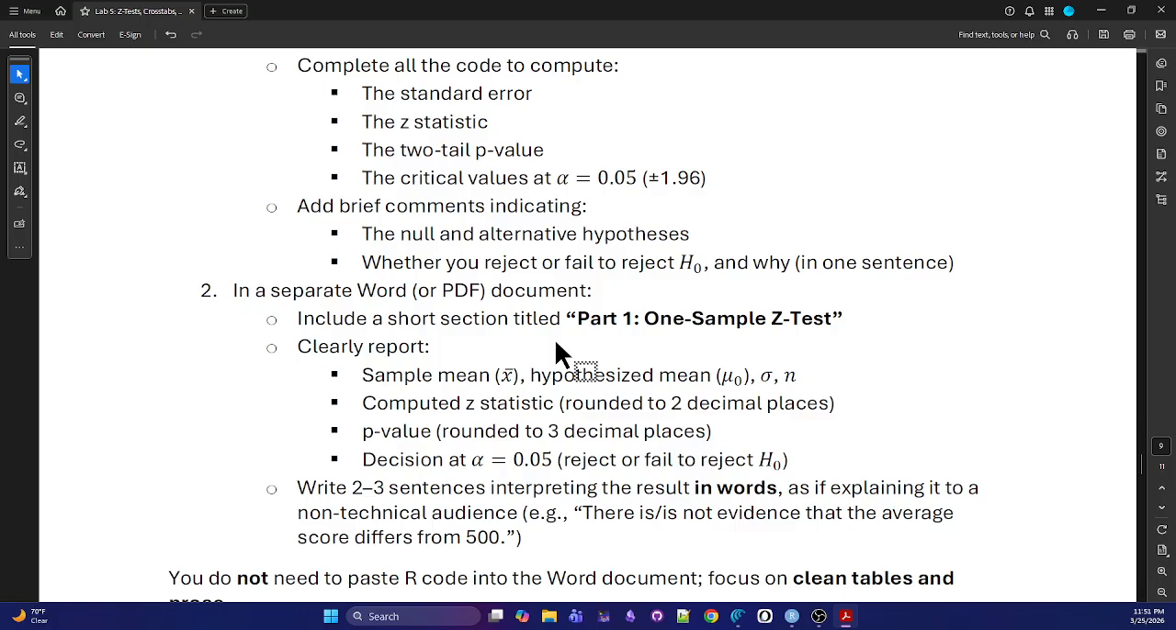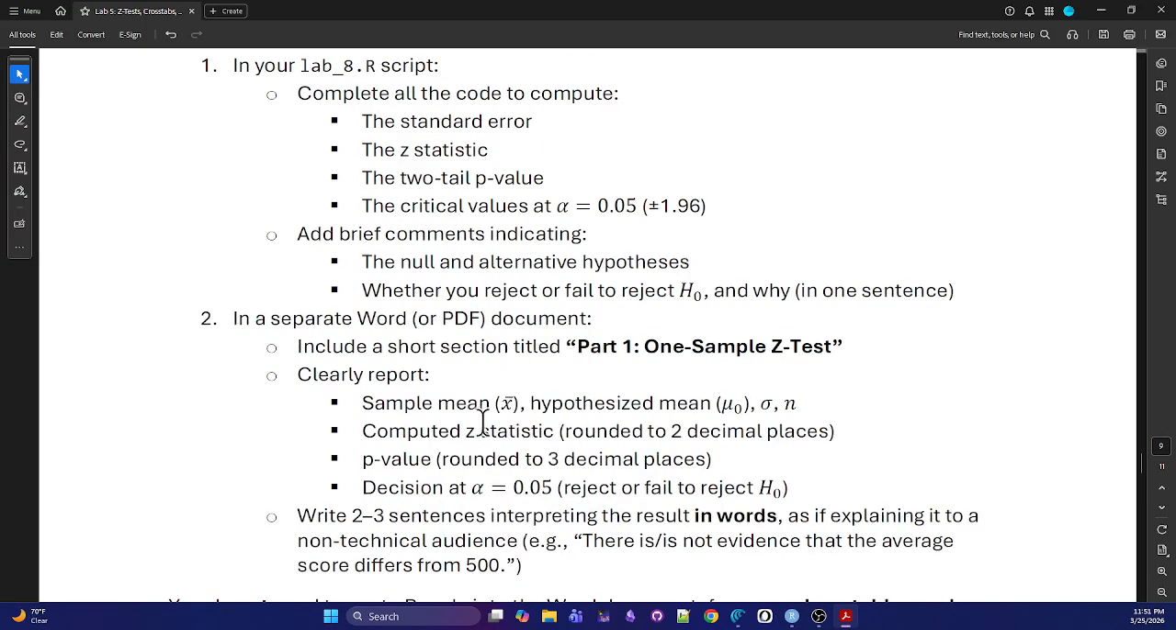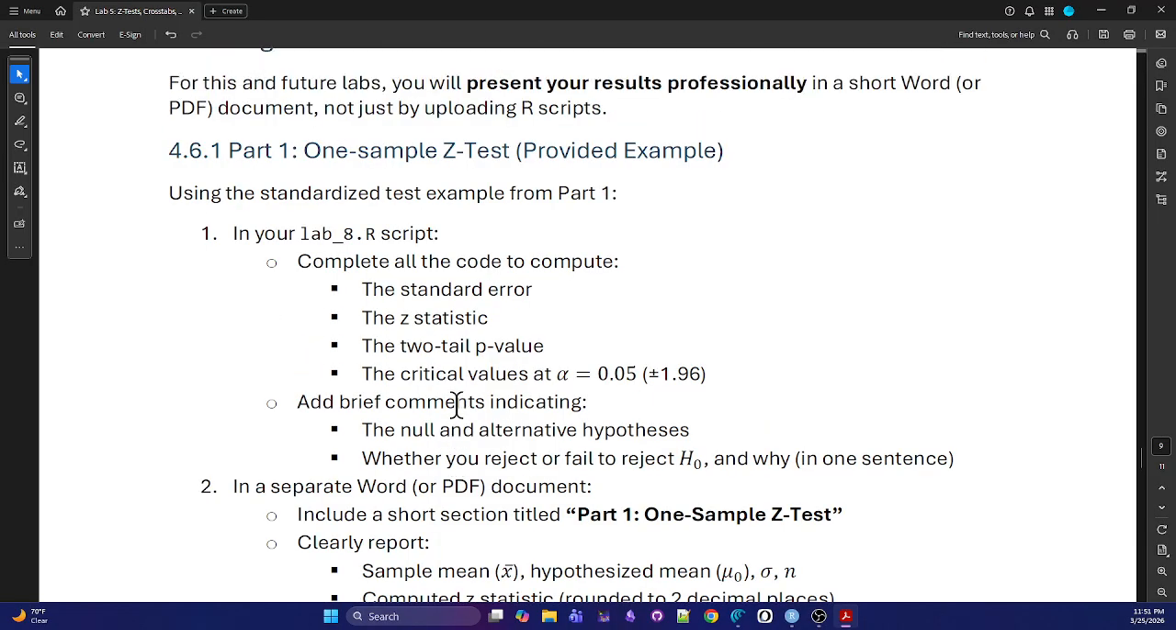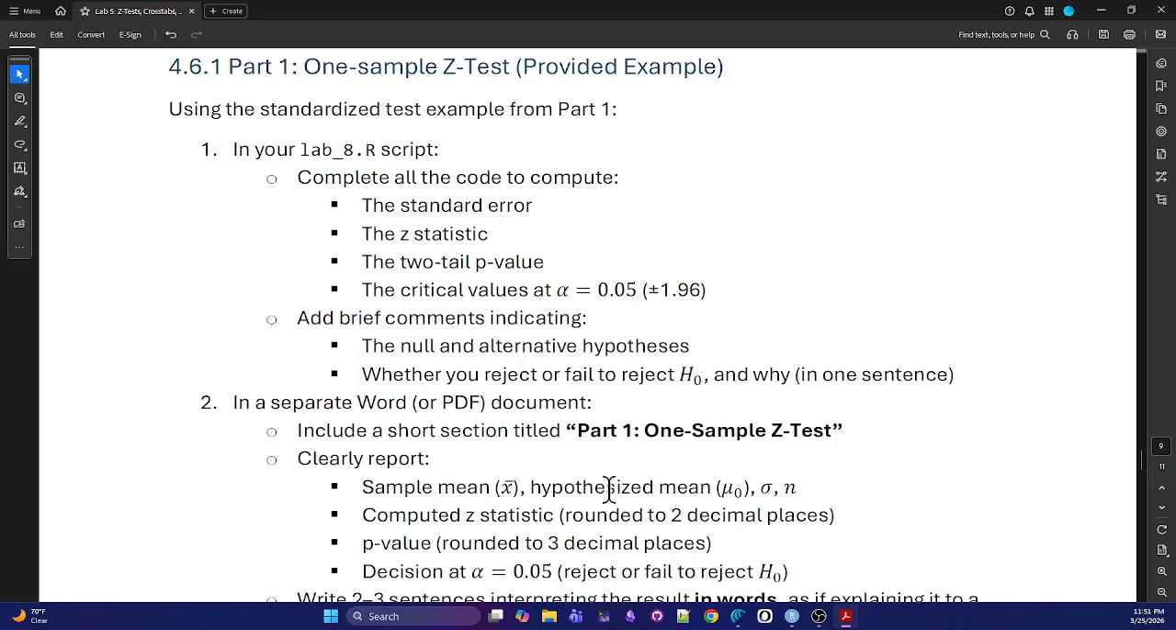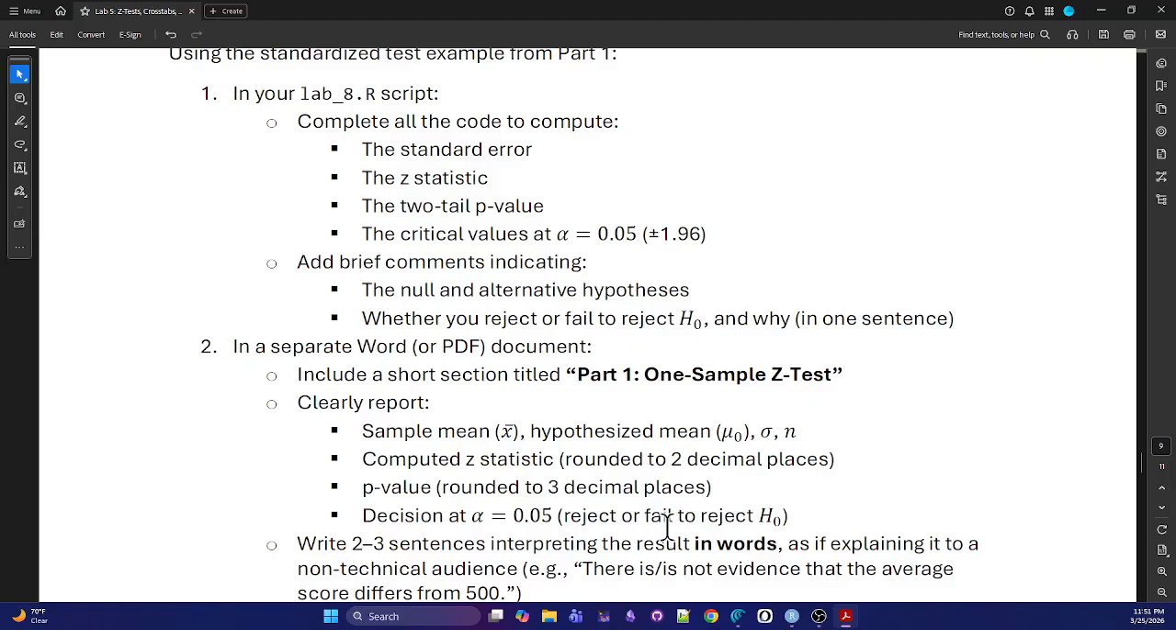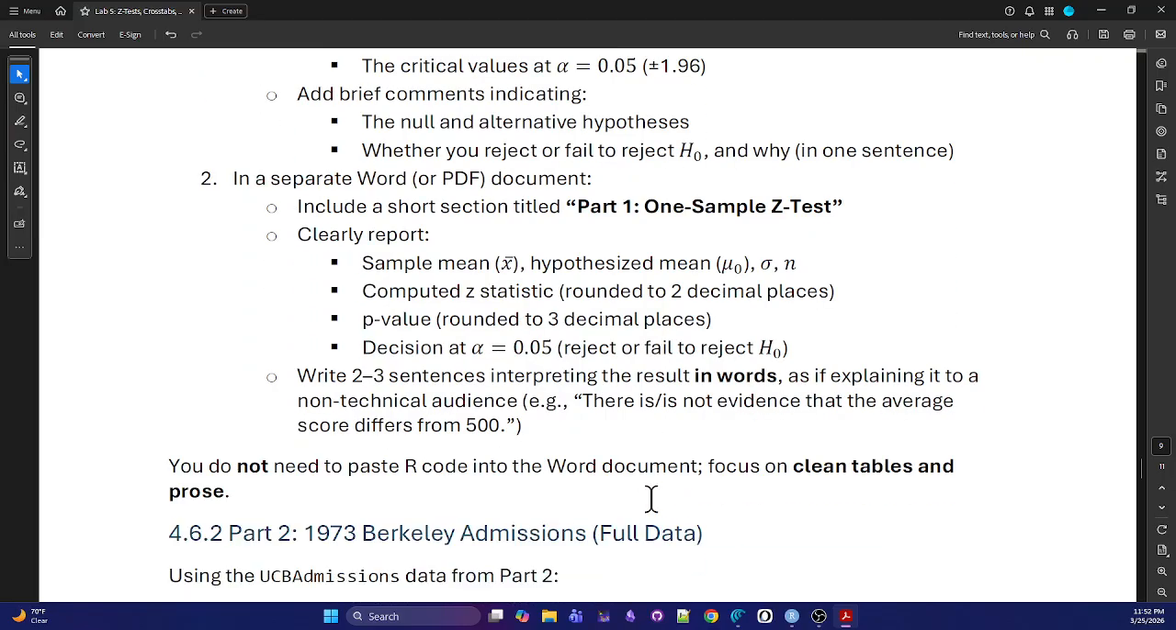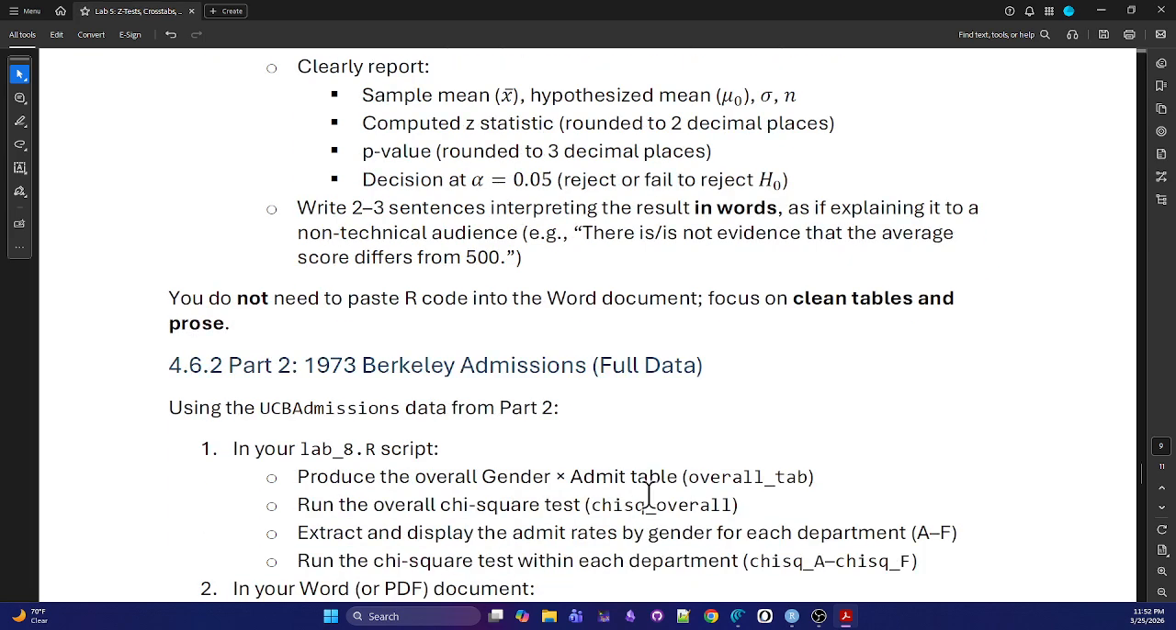You can just say, oh, well, I think the mean is this for the population. Is the sample mean close? So you don't need to justify how you came up with your hypothetical mean. You're going to come up with a hypothetical mean and test some statistic against it from your data, and then just give the results in a Word document. You don't need to put the code, just your results.